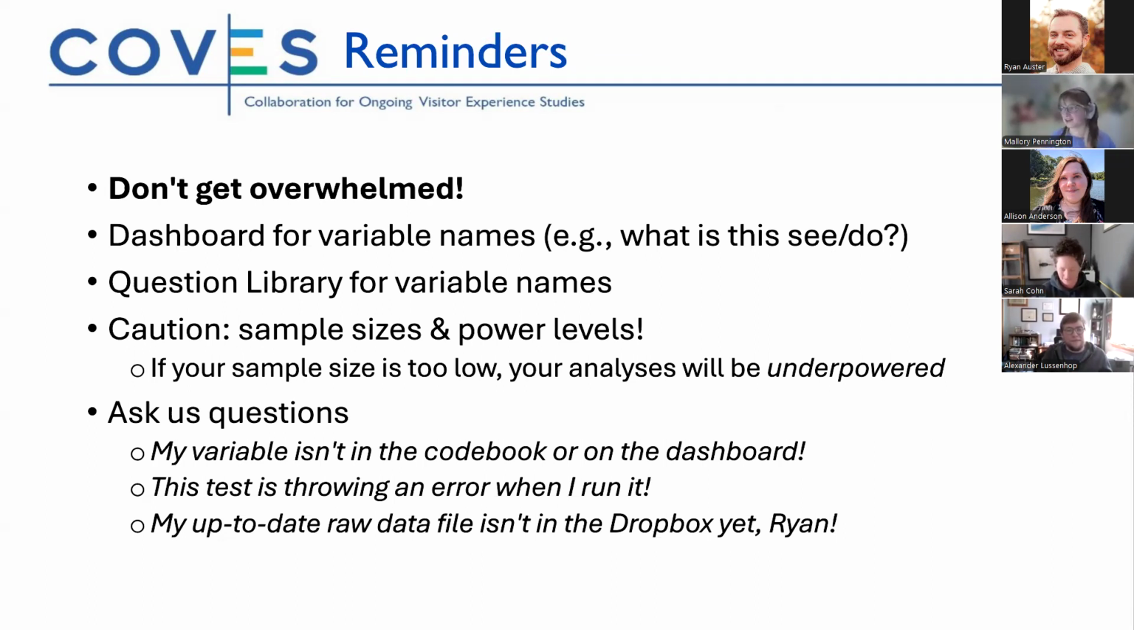Go back to your dashboard if you are really curious about your C2 options. You can also look again at the Dropbox labels file, labels.csv. You could also look at the question library for variable names.